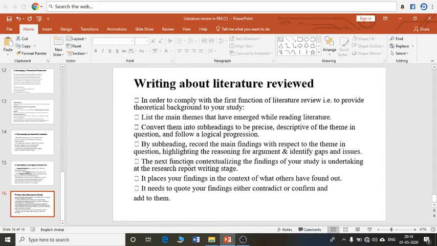Then the next function: contextualizing the findings of your study at the research report writing stage. It places your findings in the particular circumstance of what others have found out. Then you need to quote your findings, that is informative, either contradictory or confirmative, and add them to the existing literature. This is the way of writing about the literature which you have reviewed.